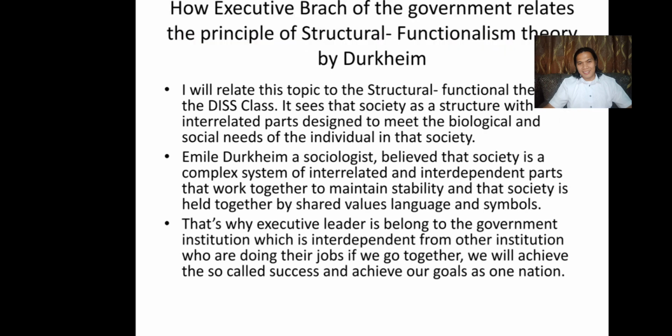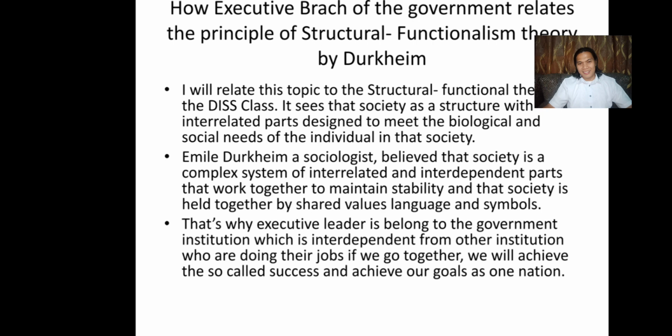How does the executive branch of the government relate to the principle of structural functionalism theory by Durkheim? I will relate this topic to the structural functional theory in the DISS class. It says that society is a structure with interrelated parts designed in order to meet the biological and social needs of individuals in that society.